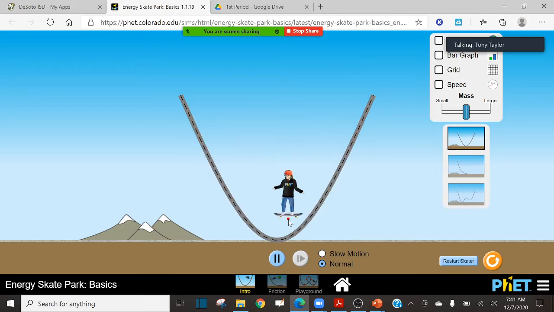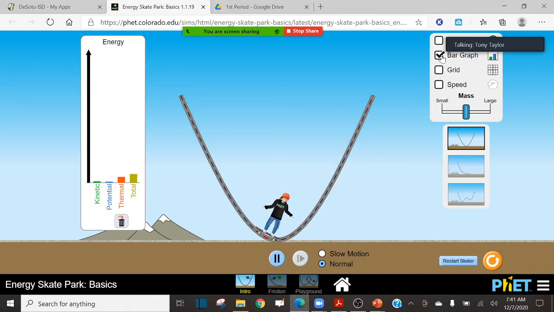So we have this person here on this skateboard. Okay, and guys, as he goes up and down the ramp, I want you guys to notice how his kinetic energy and potential energy changes. Right now, ignore this part right here that says total energy. We're going to talk more about that in the future. For now, just look at his kinetic energy and potential energy.